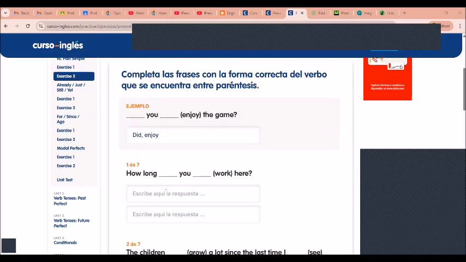How long have you worked here? Exactly. Because this must have started in the past and it's still continuing. So, have you, I'll put it in the second slot, worked here.